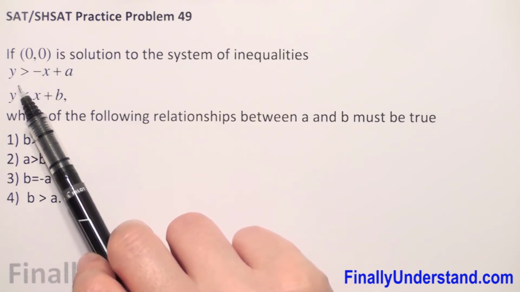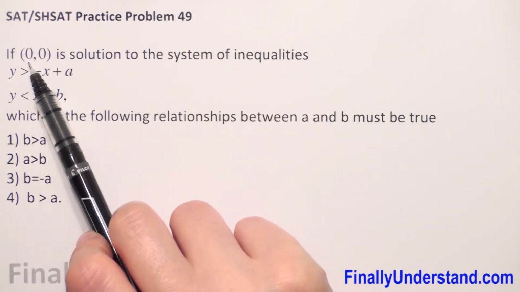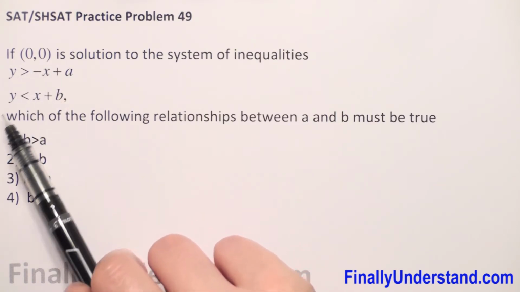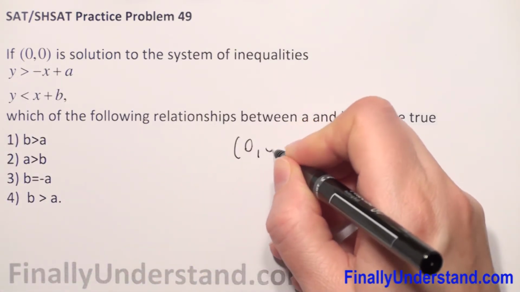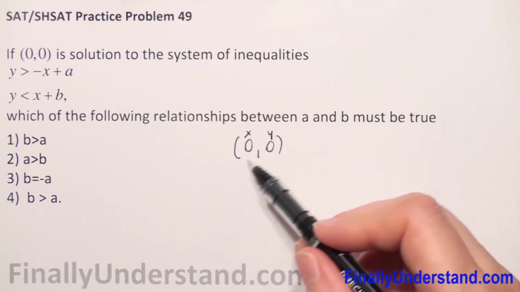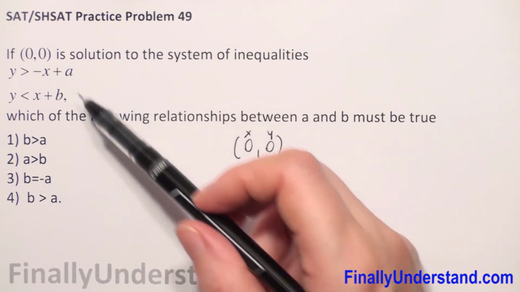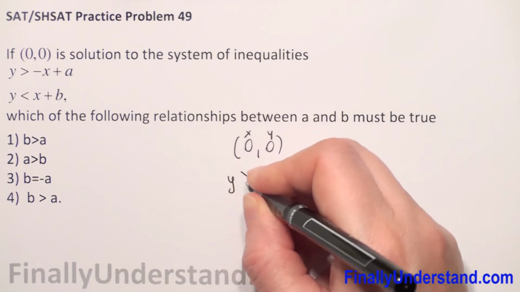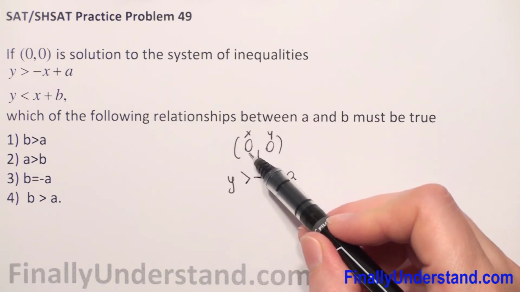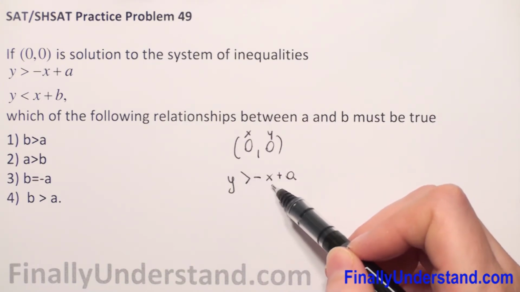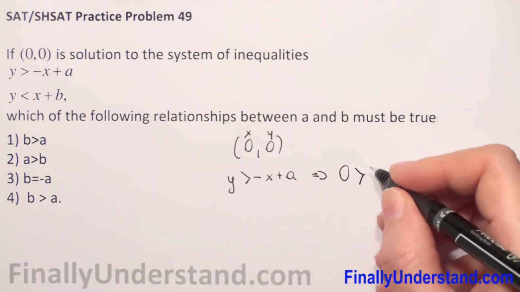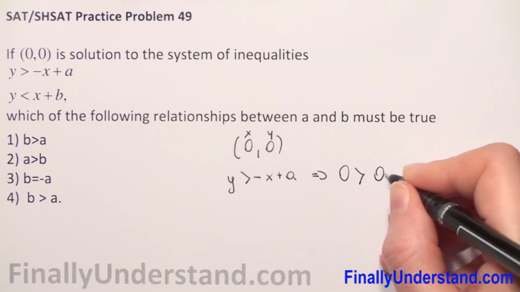What it means is we can substitute x by 0, because x is the first coordinate and y is the second coordinate, so y we will substitute by 0. Let me copy. We have point (0, 0), so the first coordinate is always x, the second is y. Because this point is a solution to the system of inequalities, let me copy: y is greater than negative x plus a, so we can substitute x by 0 and y by 0. So we will have 0 is greater than negative 0 plus a.